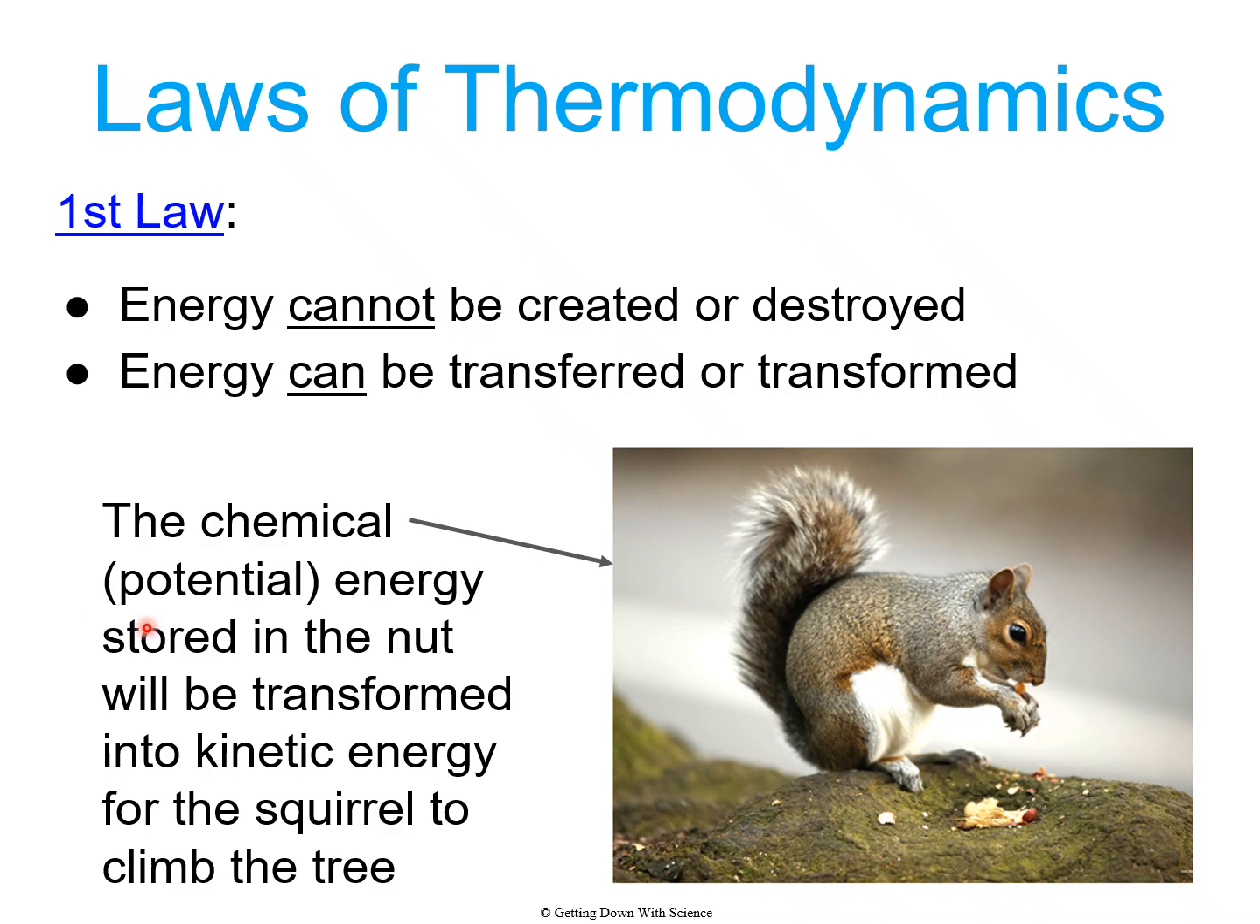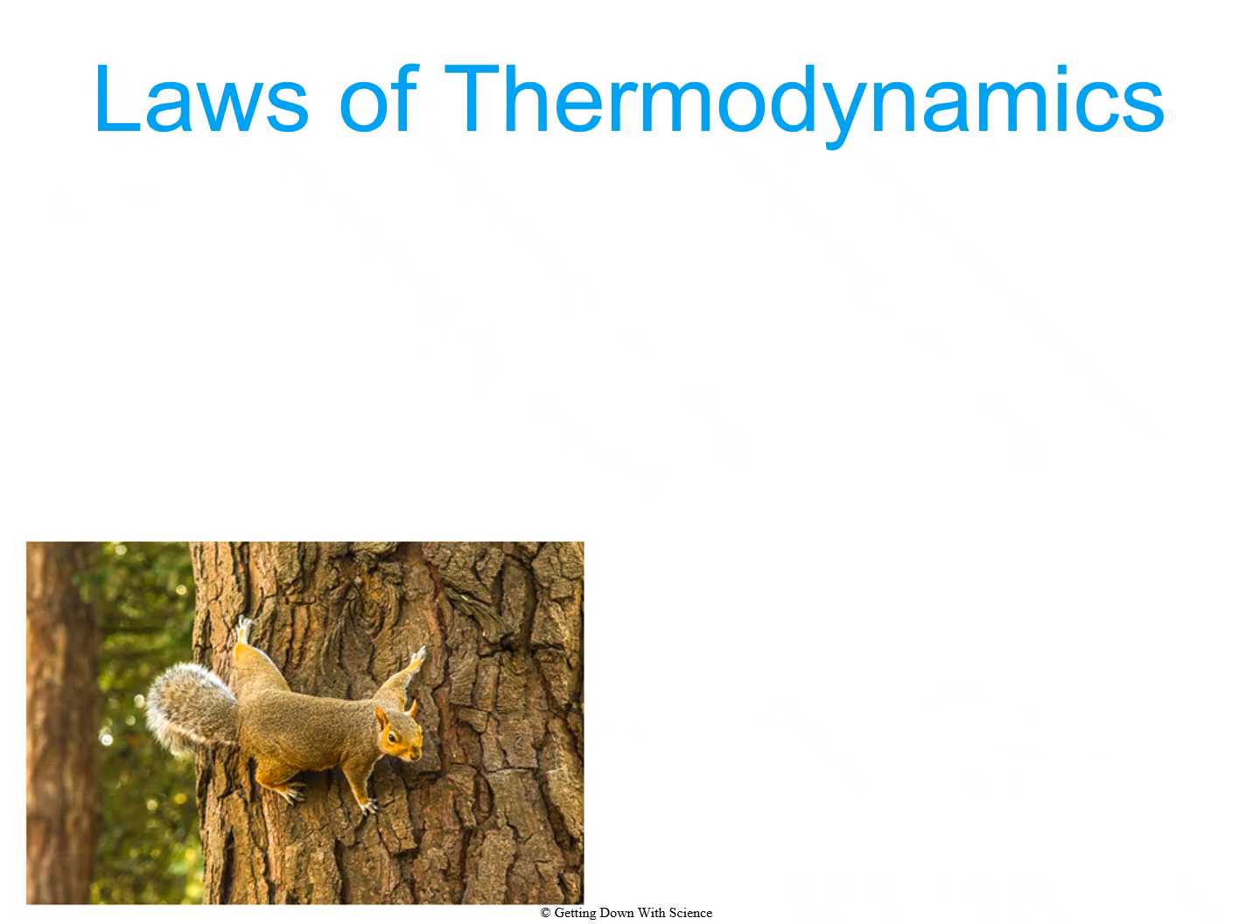The chemical energy or the potential energy that is stored within the nut that this squirrel is currently eating will be transformed into kinetic energy for the squirrel to climb the tree. So the energy that it gains from consuming whatever food source it is eating, in this case nuts, will be broken down. And once that energy is made available in the form of chemical energy, that energy can now be transferred as kinetic energy as the animal is moving.